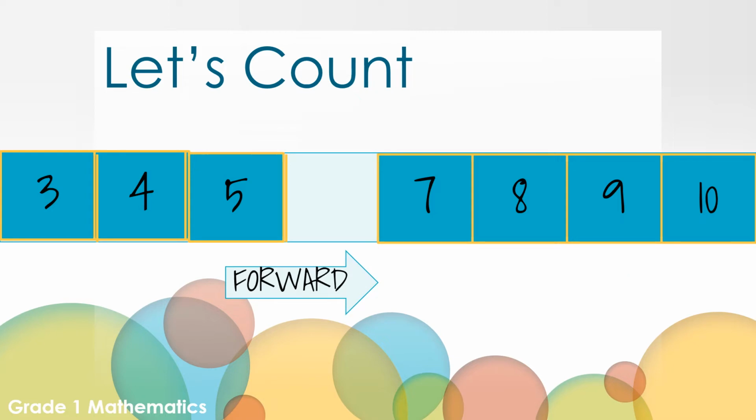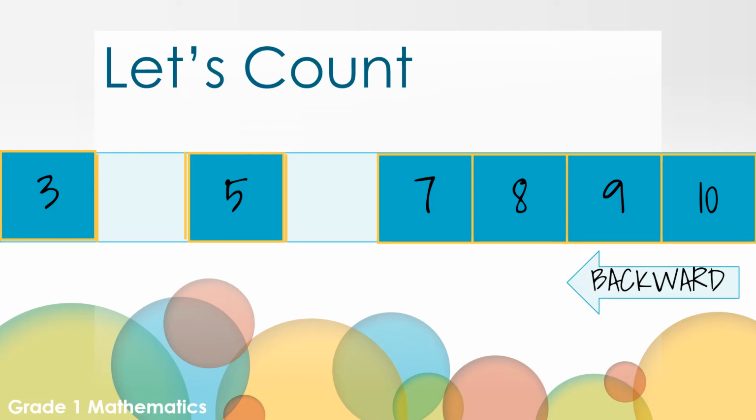Now let's count forward, but I'm going to hide one of the numbers. Okay, let's count forward. 3, 4, 5, 6, 7, 8, 9, 10. Now let's count backwards. I hid another number. 10, 9, 8, 7, 6, 5, 4, 3.